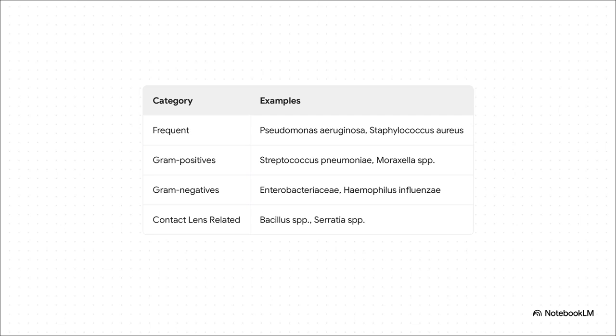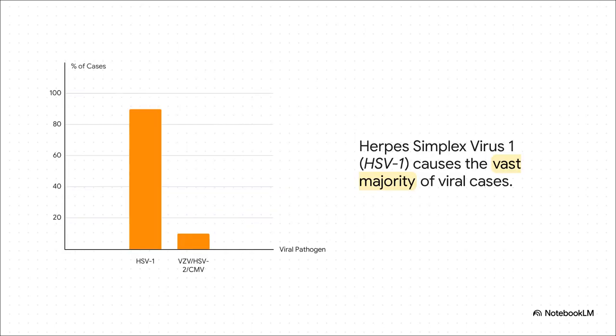And pay close attention to this. There's a very specific link between contact lens wear and culprits like Bacillus and Serratia. That's a key piece of patient history. Now, when it comes to viral keratitis, the case is pretty much dominated by one major player. Herpes Simplex Virus type 1, or HSV1, is responsible for the vast majority of infections. Yeah, you'll see others like VZV or CMV pop up now and then, but they are much, much less common.